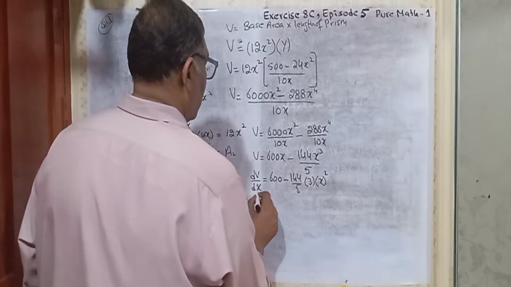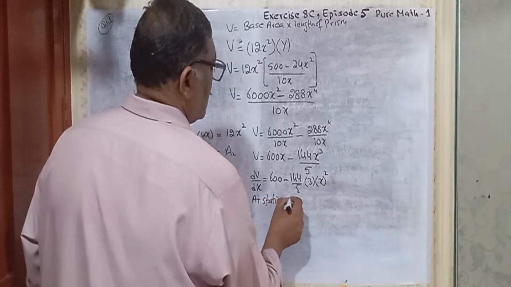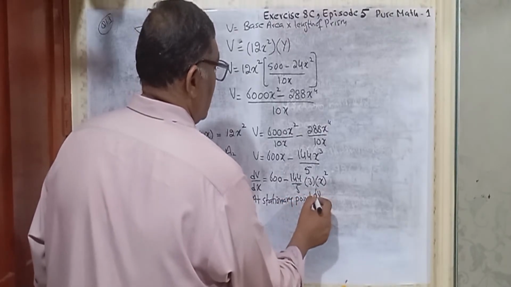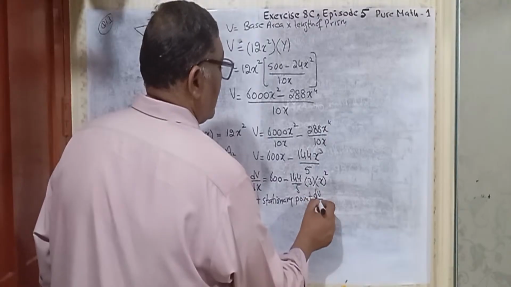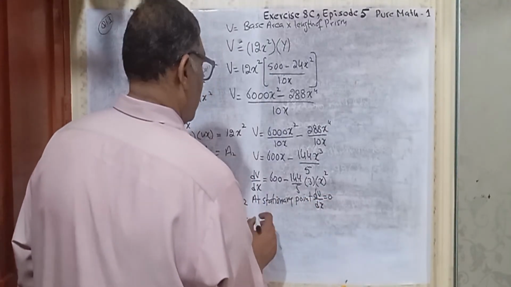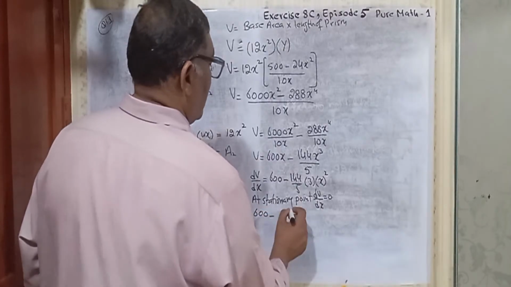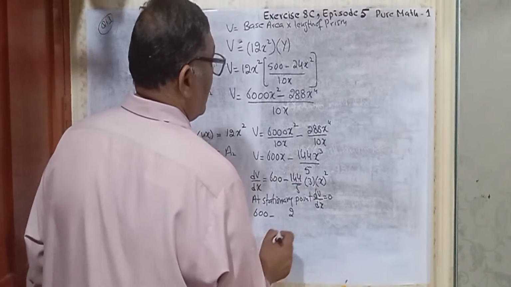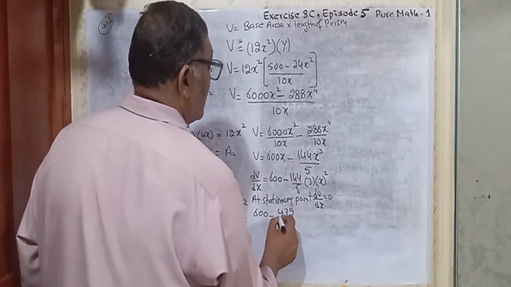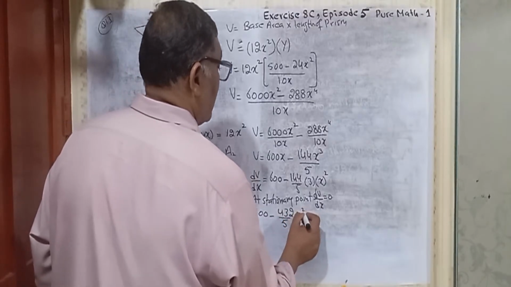At the stationary point, you know that dV by dx will be equal to 0. So let's make this equal to 0. This is 600 minus 3 times 144, which is 432, divided by 5, x square equals 0.